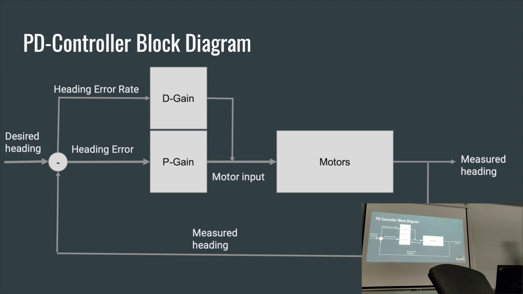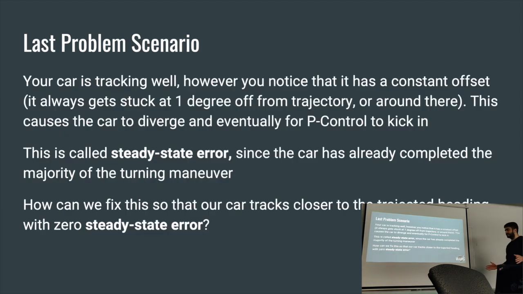Any more questions about D control so far? Okay, so let's think about the last problem scenario. Your car is tracking well. You implement the PD control. It's making some pretty nice smooth turns, it's got pretty nice disturbance rejection, and it doesn't have a lot of oscillations when it finally finishes the turn.